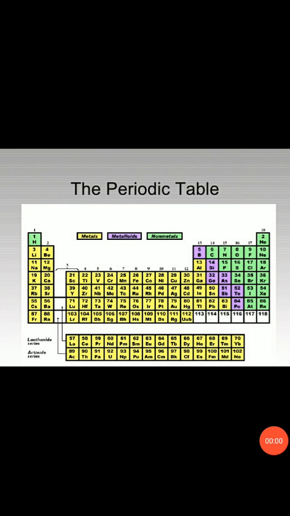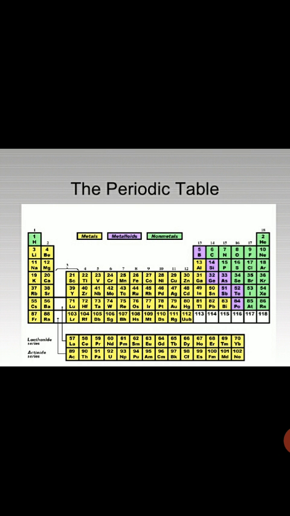So students, now we are going to discuss the long form of periodic table. The long form of the periodic table is the improved form of the periodic table based upon the modern periodic law. Now you can see that this is the modern periodic table where we have got the yellow boxes, the metals, right? Purple colored metalloids and green color is the non-metals.